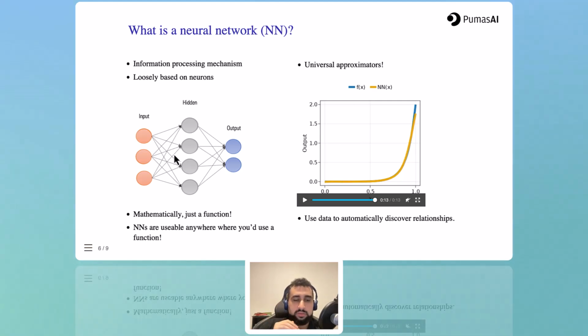So fundamentally, and mathematically, it's just a function that we can use anywhere where you would use a normal function. So if you ever used an exponential or an Emax function anywhere in your model before, you can also just use a neural network function, essentially. And so they're usable anywhere where you would use a function. And that, again, can be quite powerful.